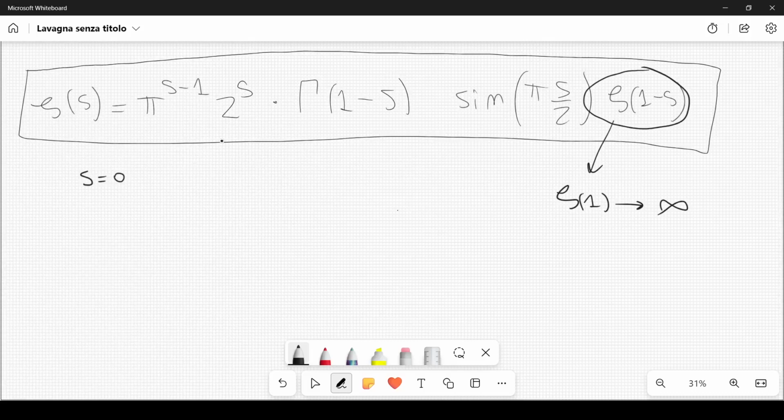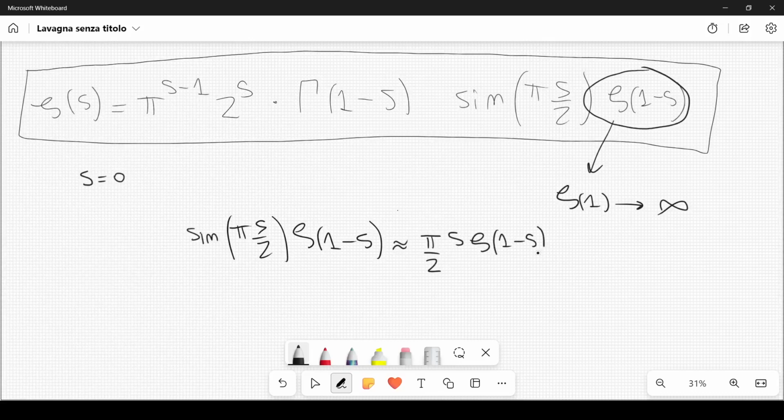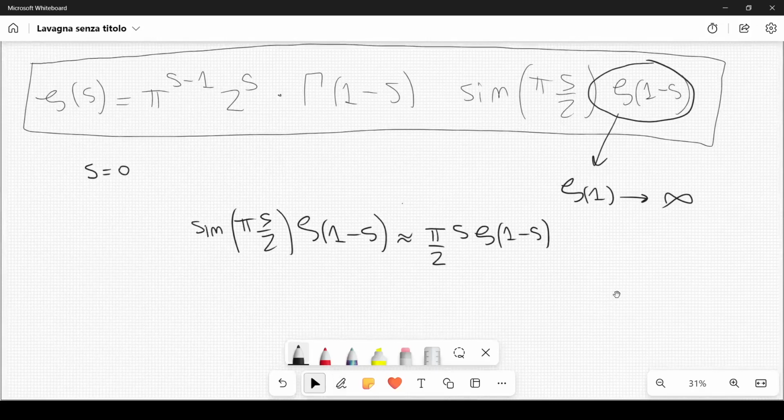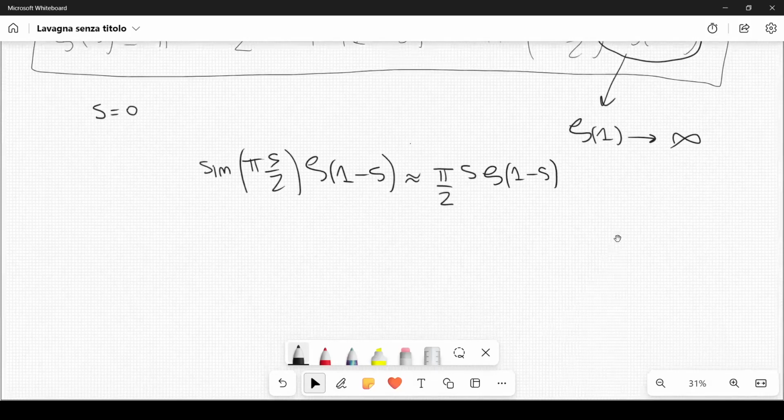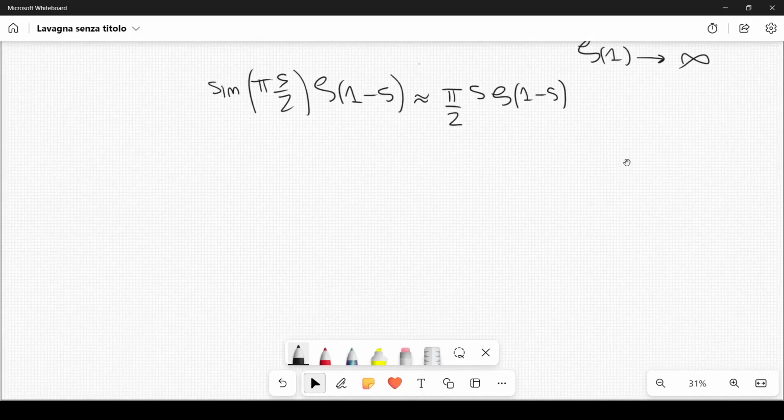So this is a divergent value. However, if you consider the product between the sine of pi s over 2 and zeta of 1 minus s, well, of course, the sine of pi times s over 2 as s goes to 0 can be approximated by the argument itself. So it's approximately pi s divided by 2, times zeta of 1 minus s. It is possible to show that this value here is not divergent anymore. And it is exactly what I want to show you here in the next few steps, and I want to derive some properties of the Riemann zeta function for some specific values, and in particular of the derivative of the Riemann zeta function.